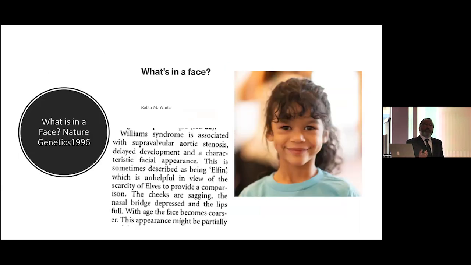So in 1996, Robin Winter, who sadly passed away at a very young age, wrote this paper saying, what's in a face? There's this condition called Williams syndrome, and if you look at older papers, children with Williams syndrome are described as having elfin facies. Not many people have seen elves, so what are you talking about? In my mind, if I came across an elf, the elf should look like a child with Williams syndrome.